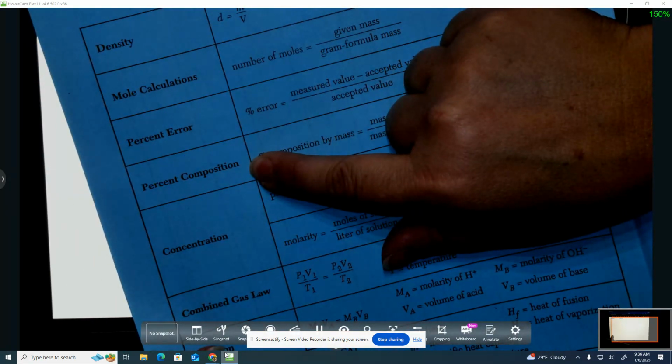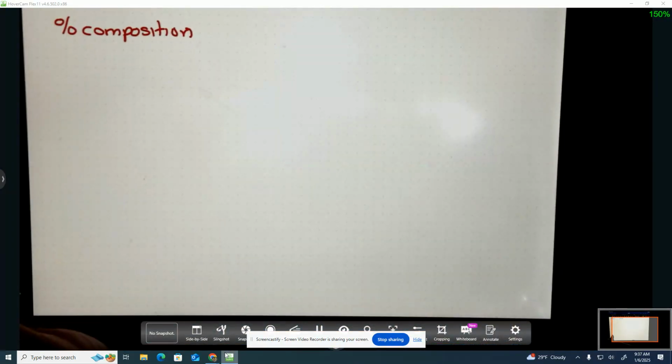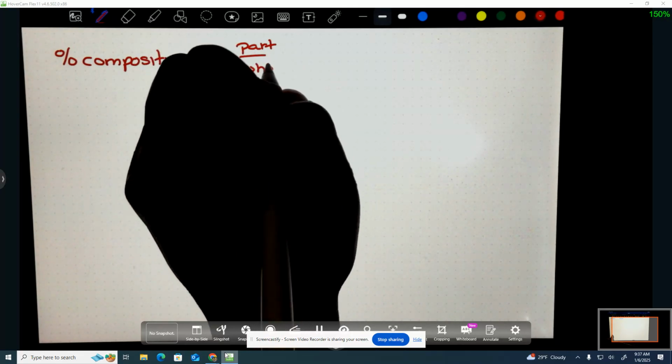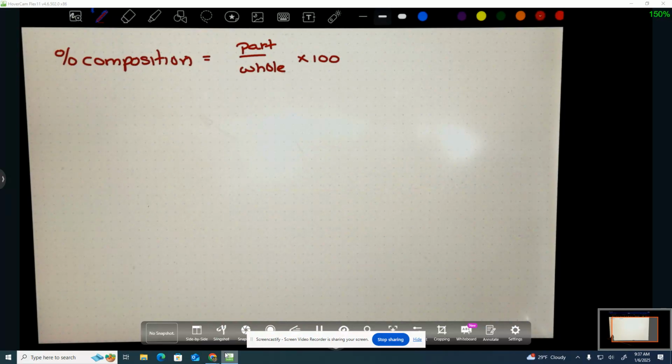I am going to now do percent composition. So on the back of your reference tables, you're going to see a formula that says percent composition. It's the fourth one down. Okay, and the formula for percent composition is part over whole times 100. Nice and easy.